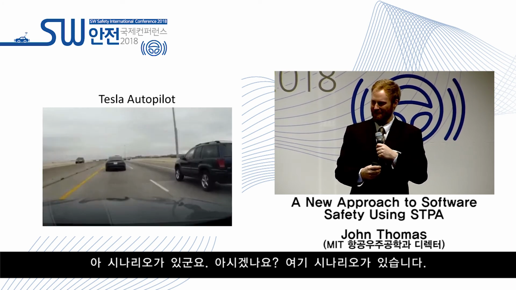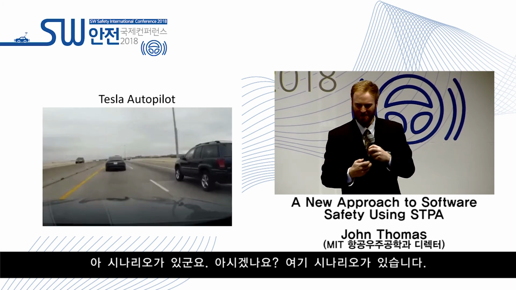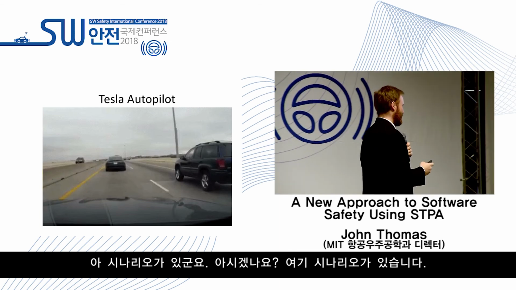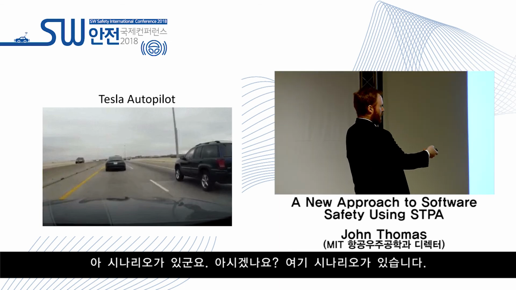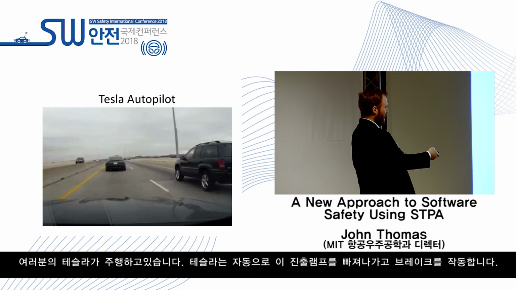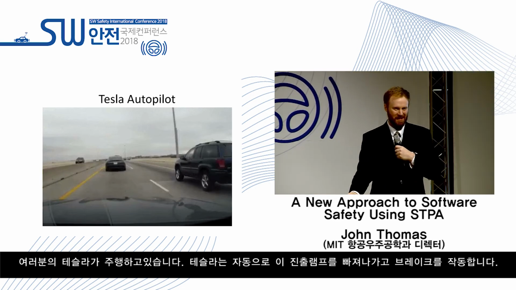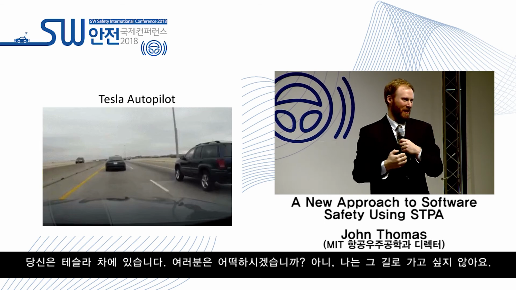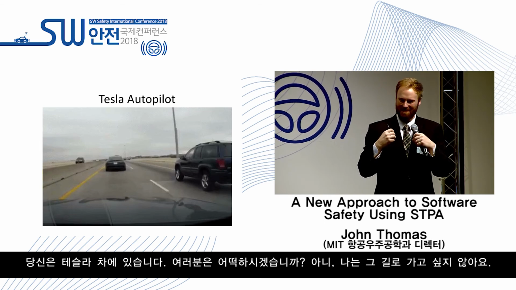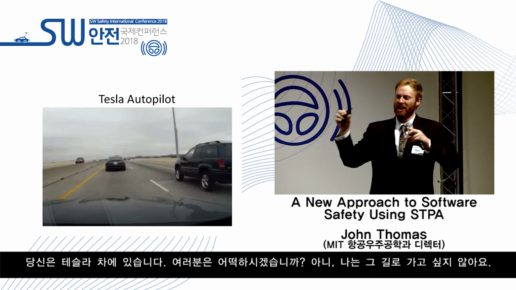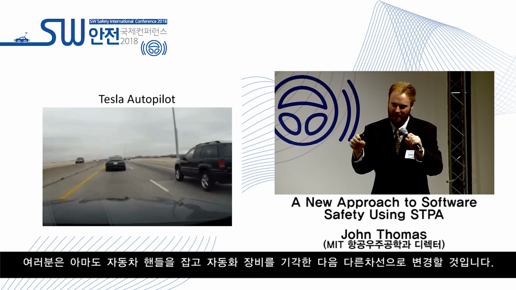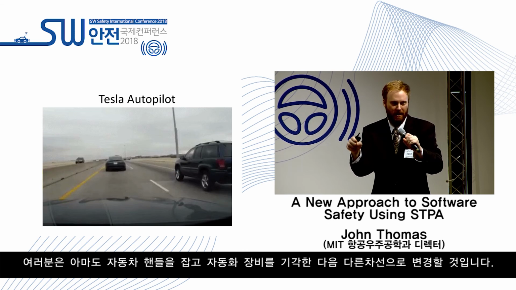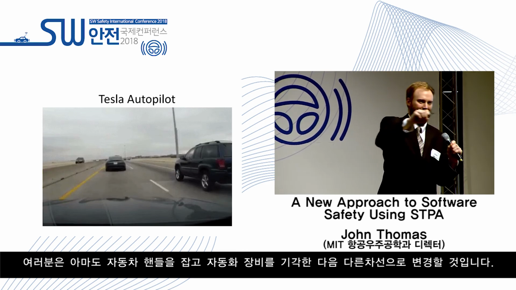Aha, we have it. Do you see it? Here's the scenario. Your Tesla is driving along. It automatically takes this exit ramp and applies the brakes. You're in the Tesla car. What do you do? Uh-oh, I don't want to go that way. You will probably grab the steering wheel, override the automation, and steer into the other lane.